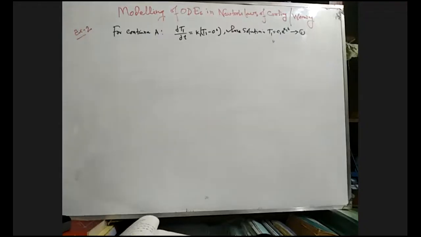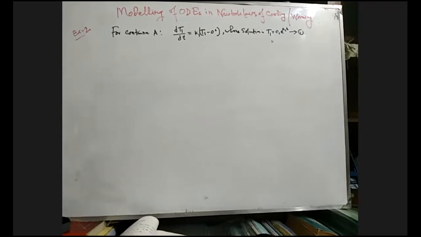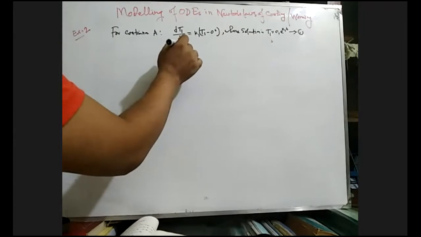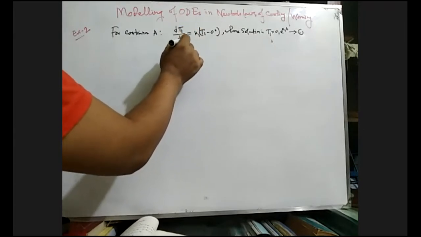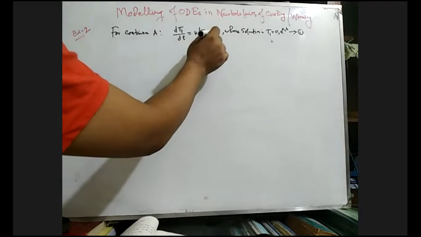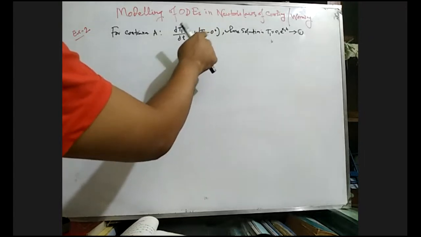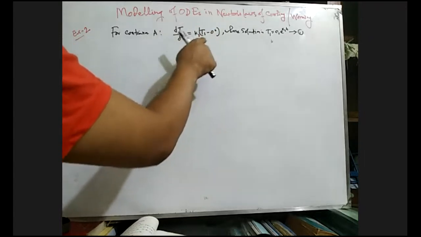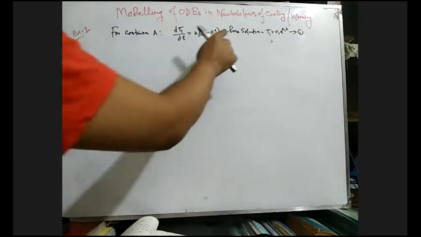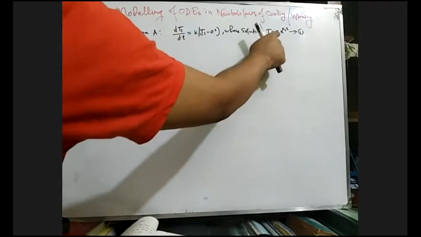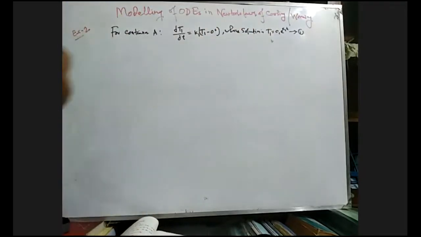So now for the solution of this example, for container A, we can use Newton's law of cooling: dT1/dt equals k1 times (T1 minus 0 degrees), because the initial temperature for container A was 0 degrees. This is why we are assuming Newton's law like this. Whose solution can be written as T1 equals C1 e to the power k1 t, and this is the first equation.